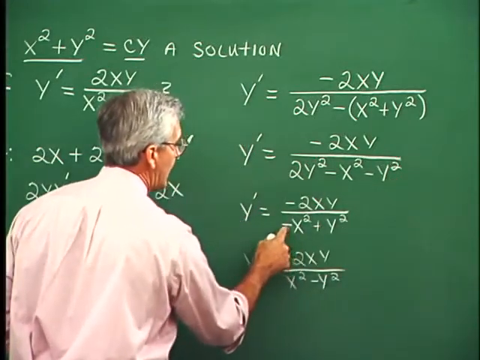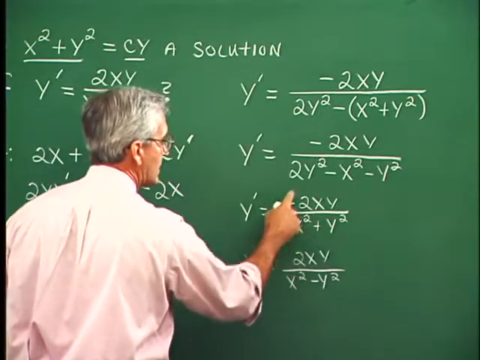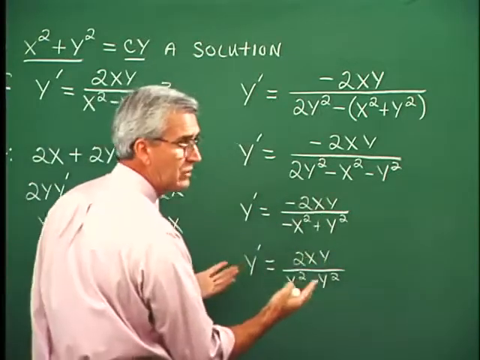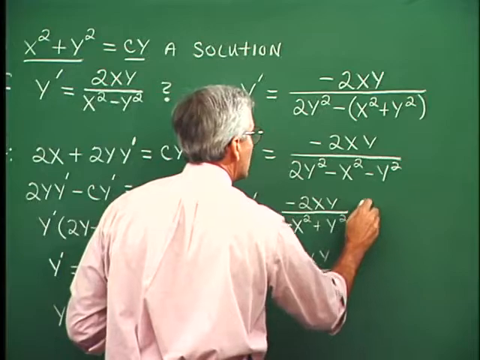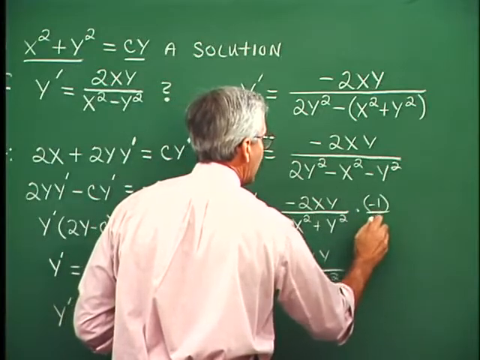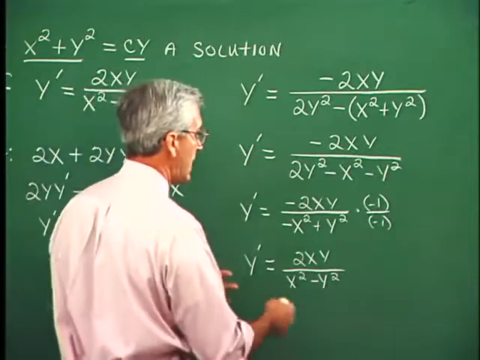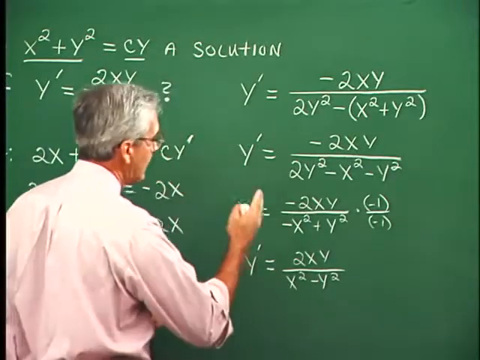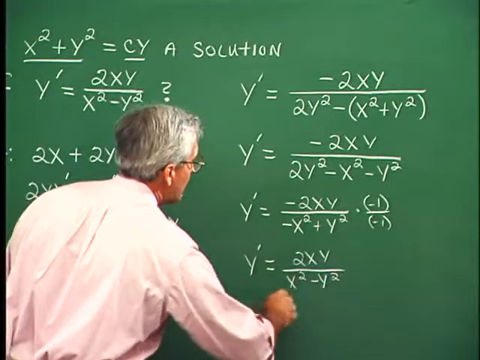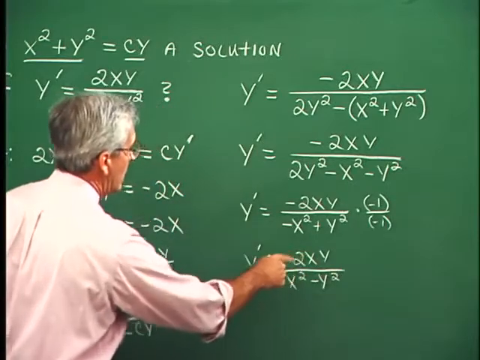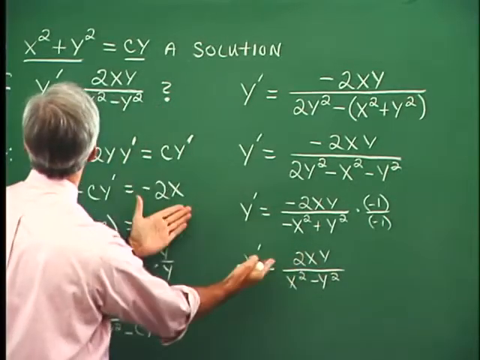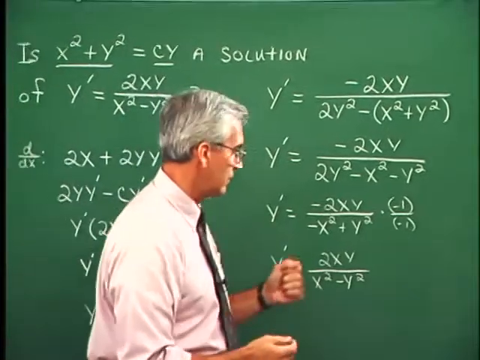So in the denominator, negative x squared plus y squared, we have a sign change situation, so we can think of it as multiply by negative 1 over negative 1, if you'd like to think of it like that. Factor out negative 1 in both numerator and denominator. You can think of it like that and cancel. But at any rate, we manipulate it back into the form that we need to show that we do indeed have a solution to the differential equation.